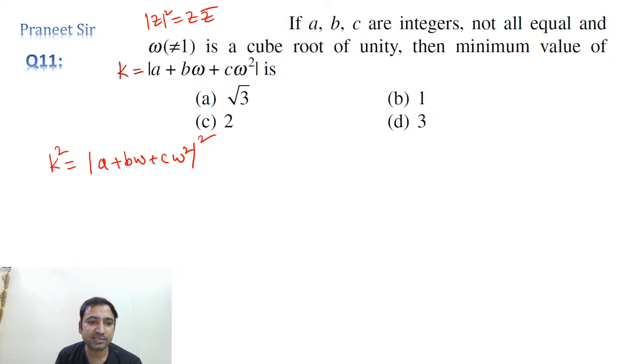So can I write this expression mod Z square as Z into Z bar? Can I write it like this? Z into Z bar. Can I write it like this?